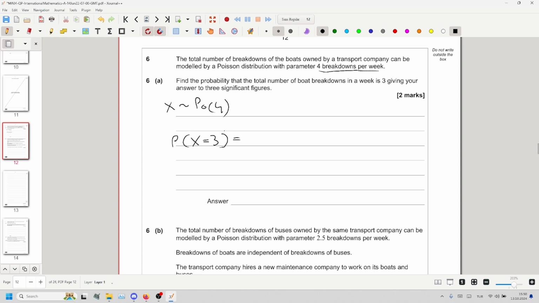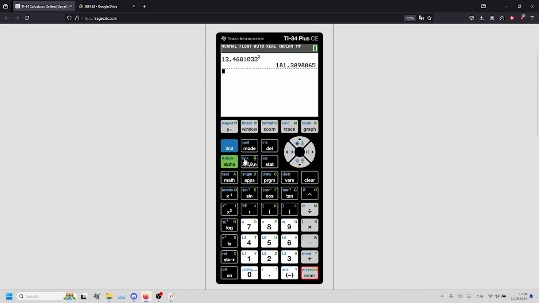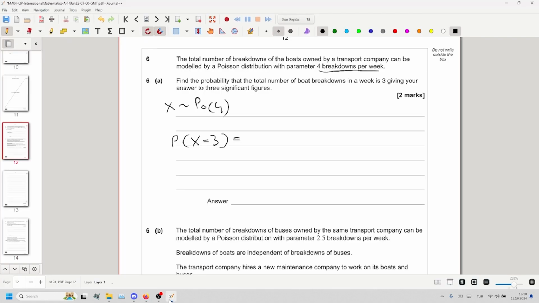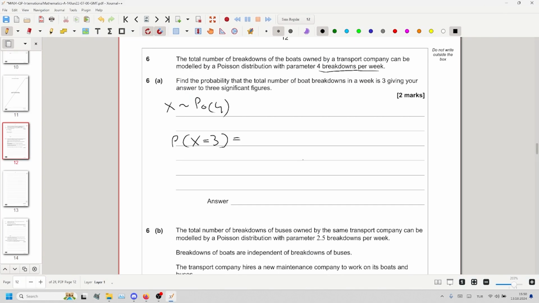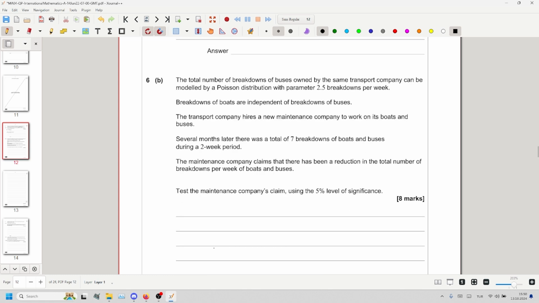You can quickly calculate that using the TI-84. You can also use the formula, but nobody cares about that, so let's quickly calculate that. That should be in the distribution menu, and that should be Poisson CDF, so that's that, right? No, that's the wrong button. I think I pressed the wrong button. There we go. I need to press this. That's Poisson PDF with mean 4 and x value 3. So that's 0.195 to 3 significant figures. 0.195. There you go.